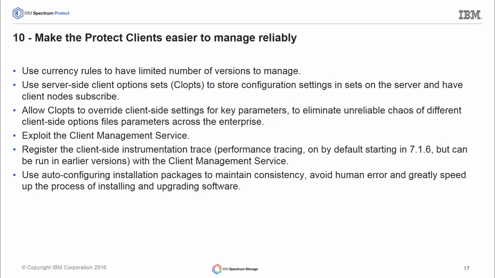Number 10, how to make the clients easy to manage. We talked about this: having currency rules, use server-side client options rather than putting a lot of stuff in the client options that are on the machines. Allow client options to override the client options so you're certain that they're not being overridden. Exploit the client management service. You can have the client instrumentation trace and auto logging in the client management service set of logs.